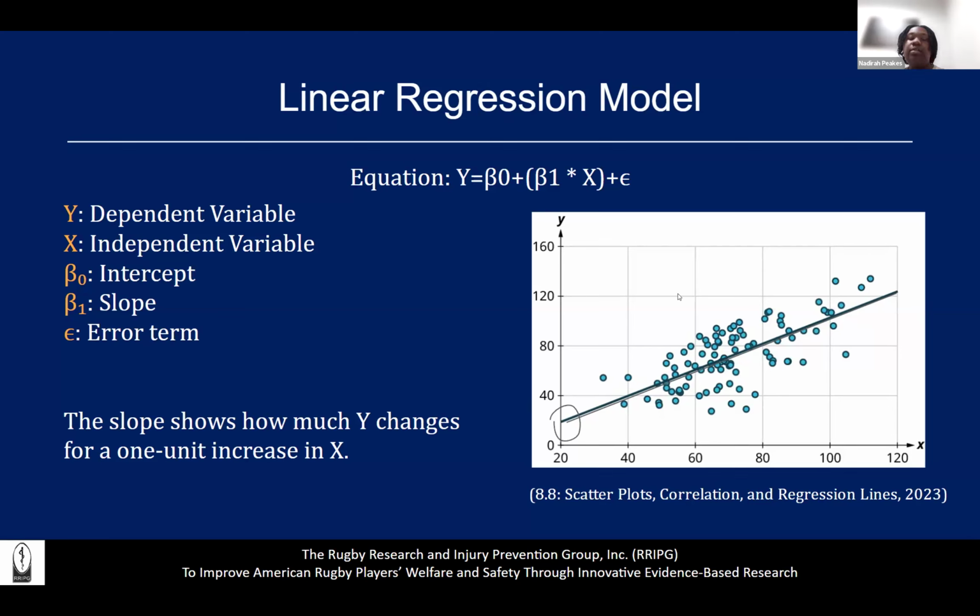Beta naught is the intercept, which I have circled over here to indicate where the regression line, the line of the slope, passes the y-axis. It's essentially the y value when x is equal to 0. And yes, beta 1 is the slope, which is over here. The slope shows how much y changes for a 1 unit increase in x.